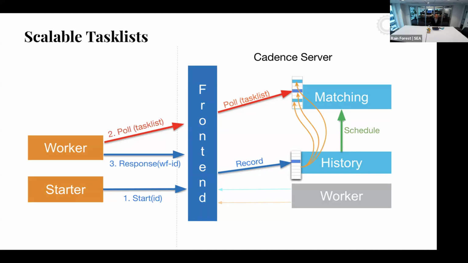So what do we do? We just split the task list into multiple partitions. You basically say how many partitions you want to have in a task list. And then in matching, we will have multiple hosts owning the same task list, different partitions. When you are polling from that task list, it will now randomly pick one of those hosts, and then you will get one of your tasks. So this is how we are able to scale your tasks and how you can keep growing your use case with Cadence.